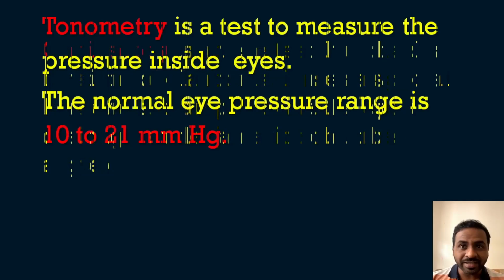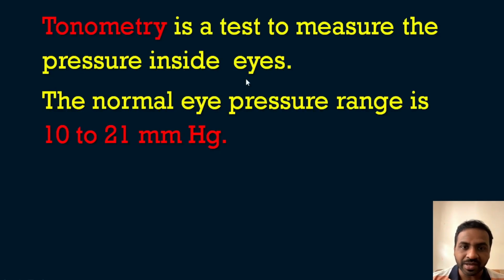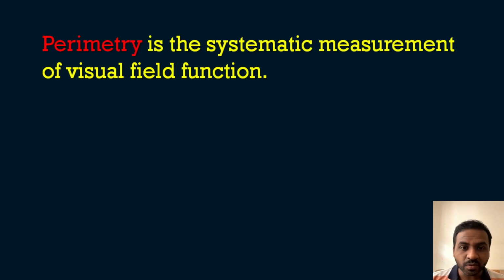Then the next option, we will see what is tonometry. Tonometry is a test which is used to measure the pressure inside the eyes, and we know that the normal eye pressure ranges from 10 to 21 millimeter of mercury. So that is tonometry. And another option was perimetry. So what is perimetry? Perimetry is a systematic measurement of the visual field functions.